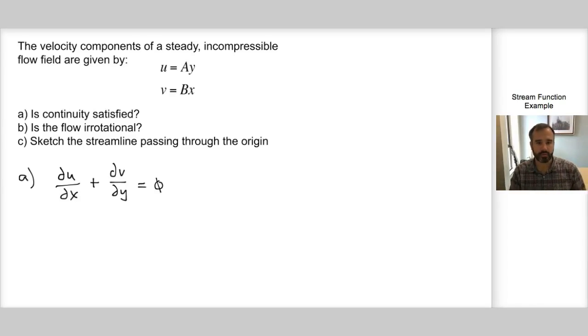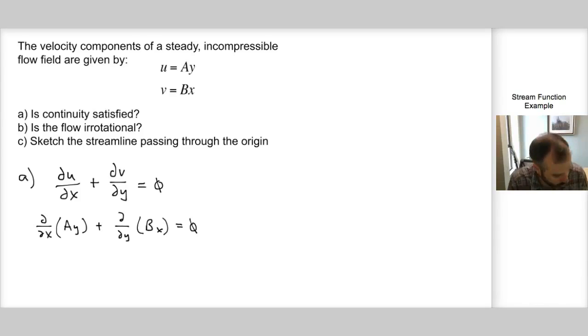Right? So we can just plug in our solutions here. So we can say d over dx of ay plus d over dy of bx equals 0. And then you can pretty immediately see that the derivative of ay is going to be 0. So this term is 0. And the same thing here, this term is 0 as well, because the derivative of bx with respect to y is also 0. So continuity is satisfied. Check the answer there.